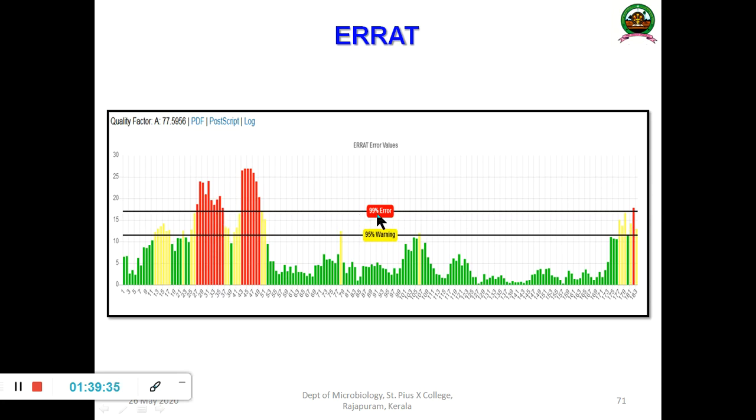So this is 99% of error. Okay, 95 it is warning. Most of your structure should come within this particular region if you want to say this structure is a good quality structure. The quality here is 77.1. The particular protein I have tested is 77.59, not bad.